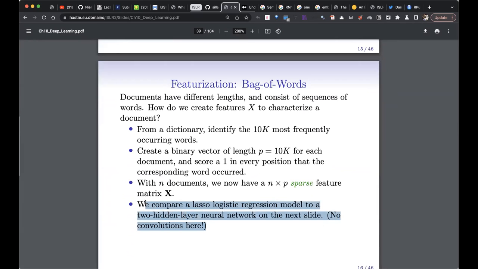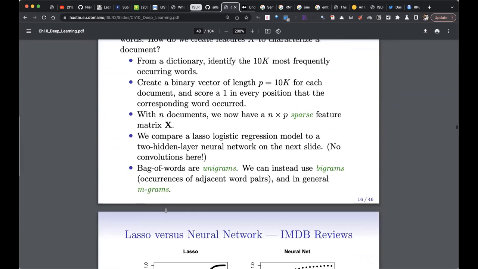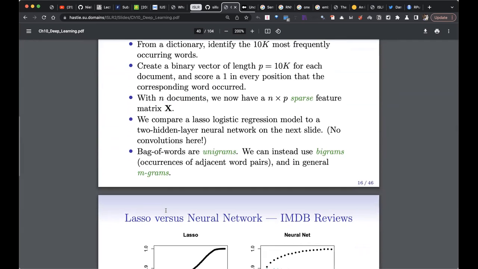So the next thing is they will compare logistic regression with a two hidden layer neural network to see their performance. The bag of words can also be unigram or n-gram, the generalization of this. Unigram is just a single word. A bigram is a combination of two words, and you can generalize.